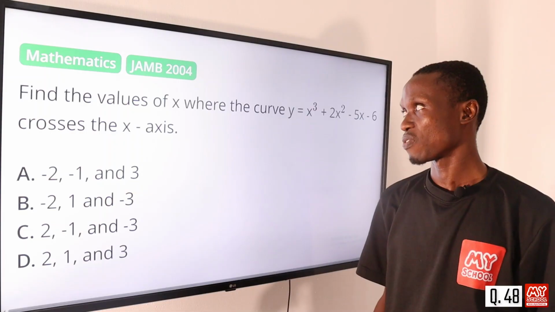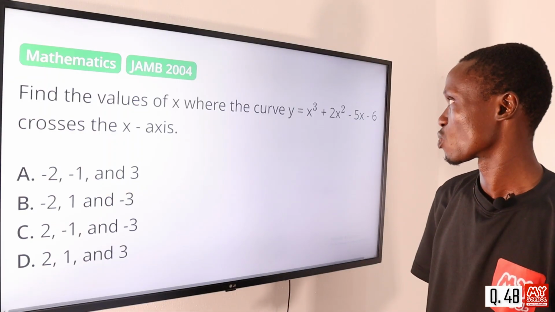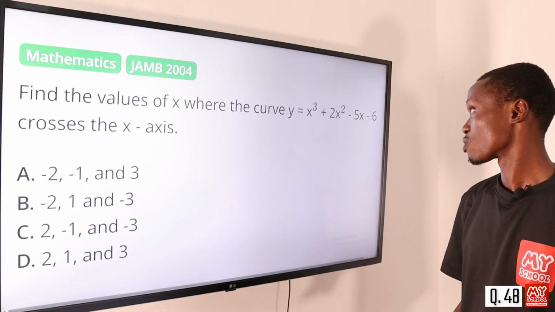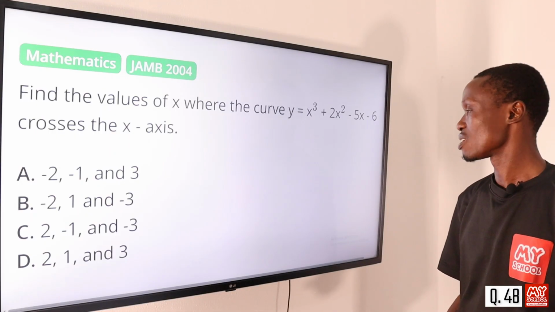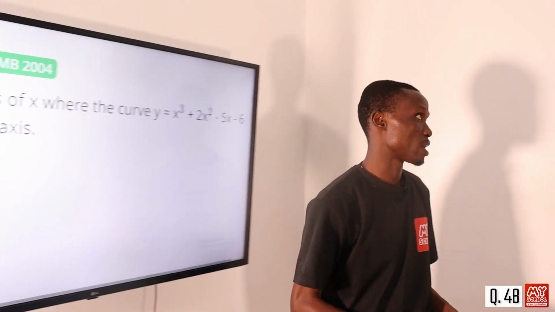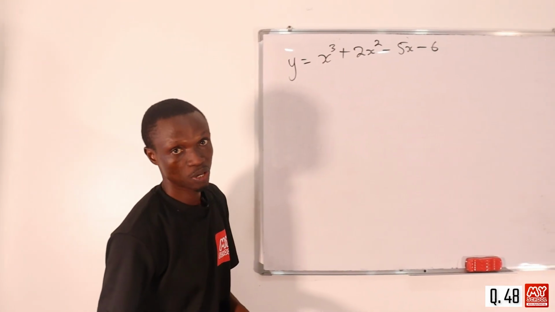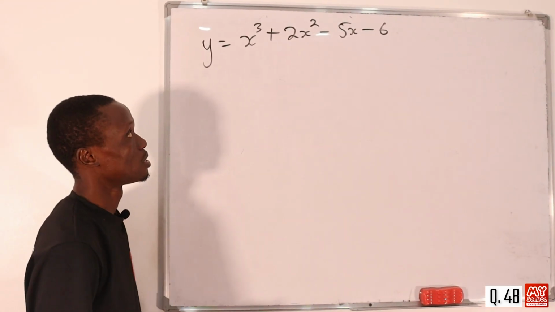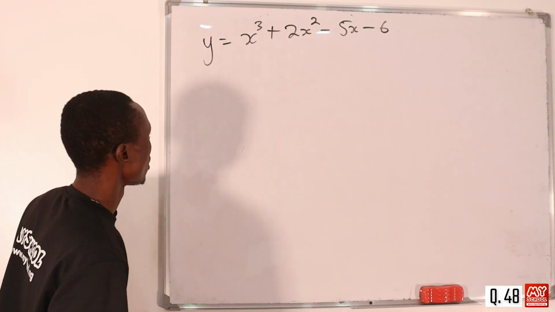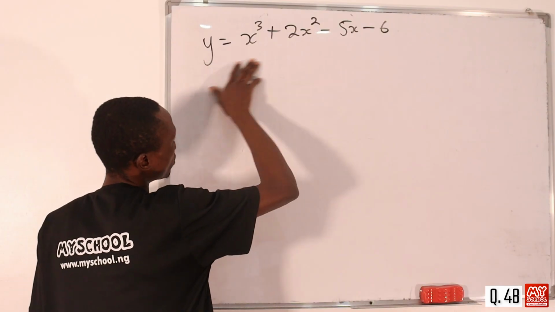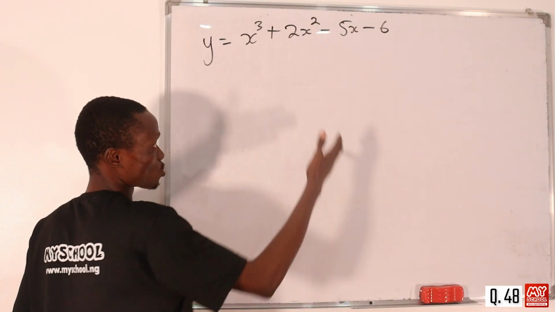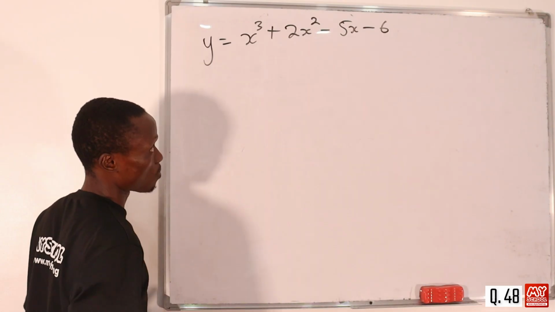Question 48. Find the values of x where the curve y equals x raised to power 3 plus 2x raised to power 2 minus 5x minus 6 crosses the x-axis. So let's move over to the board to provide an answer. Basically, they are asking you to find the point where this curve cuts the x-axis. The curve cuts the x-axis when y is equal to 0. In that case, we can calculate the value of x.